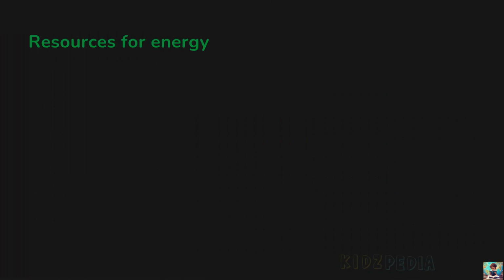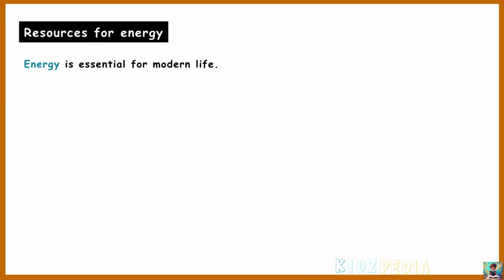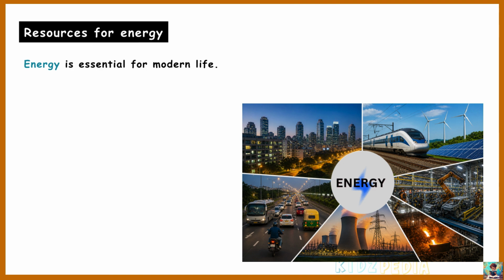Resources for energy. Energy is a cornerstone of modern living. Electricity for our buildings, transportation and all types of production processes. This energy can come from diverse natural sources: coal, water, petroleum, natural gas, sunlight, wind, etc. So, energy is very important in our daily life. It is called a cornerstone of modern living, which means we cannot live comfortably today without energy.